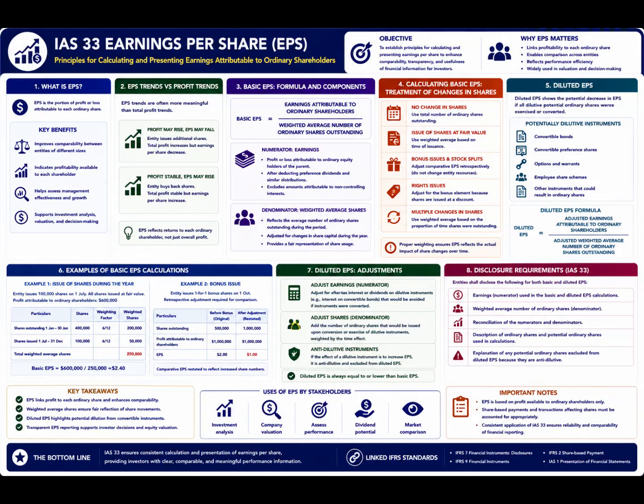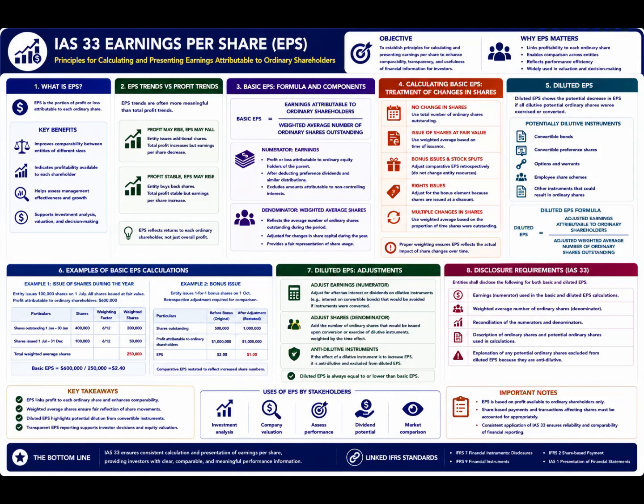changing entity resources. Rights issues require special treatment because they contain bonus elements due to discounted subscription prices. When multiple changes in issued shares occur during the year, weighted averaging ensures that EPS reflects the varying proportion of shares outstanding over different reporting periods accurately and consistently.